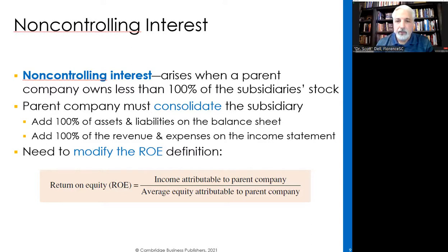has to be separated. So when a parent company owns less than 100% of a subsidiary stock, so parent can own a company, but they don't own all of it. So they don't, not full consolidation. Must consolidate the subsidiary, add 100% of assets and liabilities to the balance sheet, 100% of revenues, expenses, that's a full consolidation. And then we need to modify the return on equity definition. So income attributable to the parent company over average equity attributable to the parent company. That's the non-controlling. They don't have control.